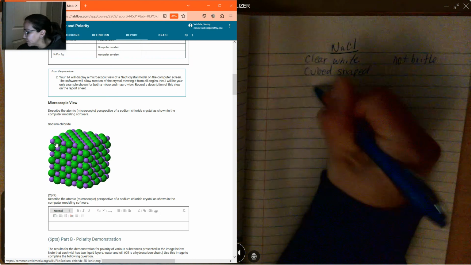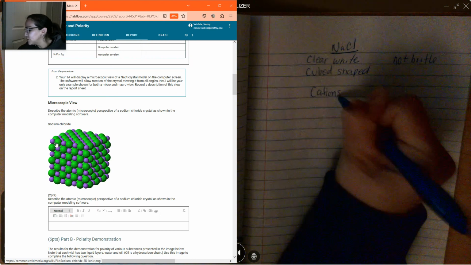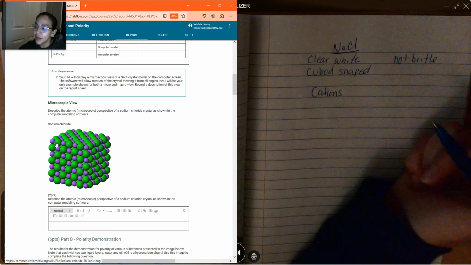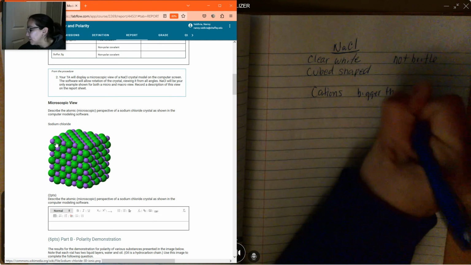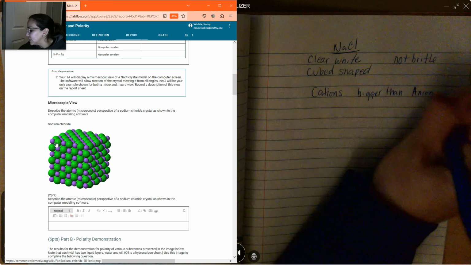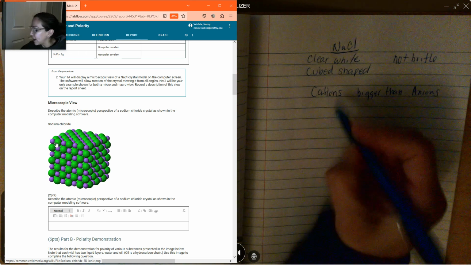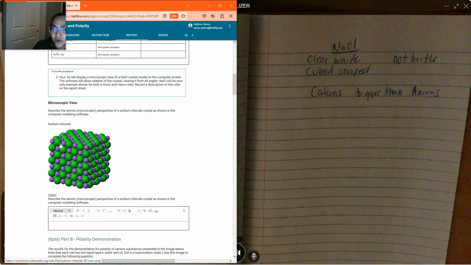Cations, which are your positive ions, are actually bigger than anions. So in this case, we have sodium, chlorine, sodium, chlorine, sodium, chlorine, and it's connected all the way through, making sodium chloride.